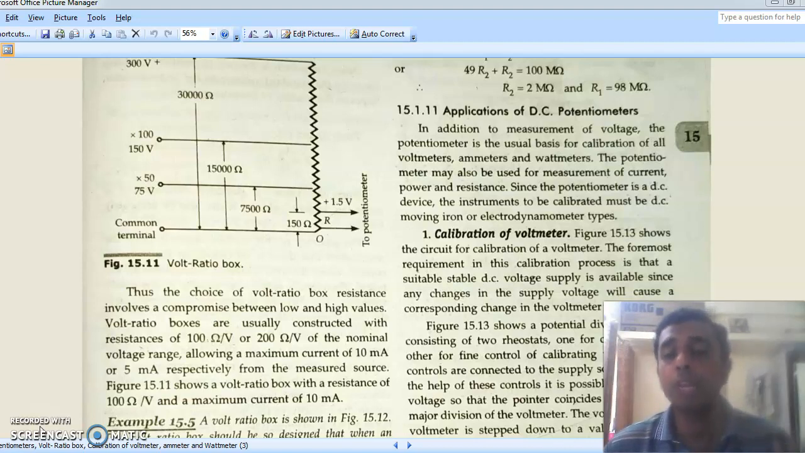So here we'll calibrate three instruments, that is voltmeter, ammeter, and wattmeter. Remember one thing, even though it is a DC potentiometer, we can calibrate all voltmeters, ammeters, and wattmeters if they are MC, MI, and electrodynamometer type. So all three types of instruments, with different classes like MC, MI, and electrodynamometer types, can be calibrated using a DC potentiometer. Today, first, we'll see how to calibrate a voltmeter. So this is how we calibrate a voltmeter.